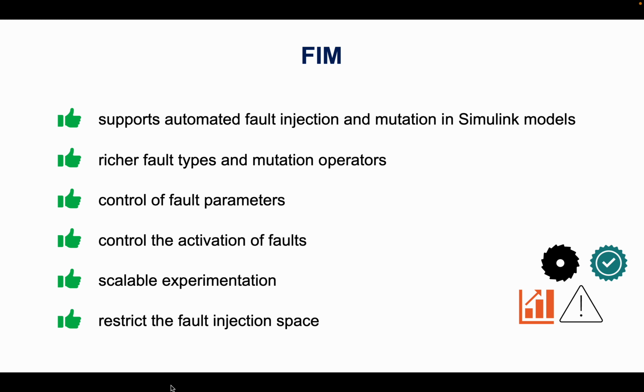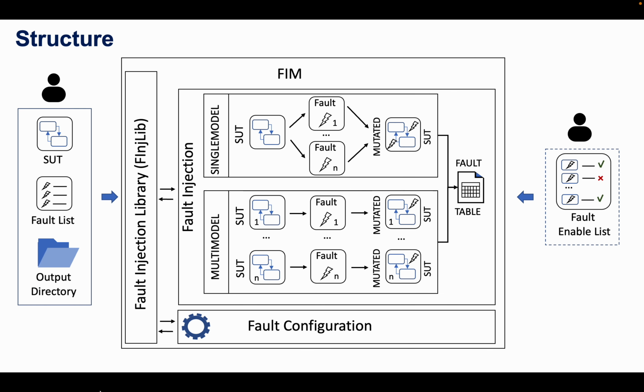FIM allows to control the activation of the faults and the fault parameters as well as restrict the fault injection space. FIM has three important parts: a fault injection library, a fault injection component, and a fault configuration component. As initial inputs, the user specifies a system under test, fault list, that is a list of desired faults, and an output directory. FIM supports two modes for injecting faults: single model mode and multi-model mode.